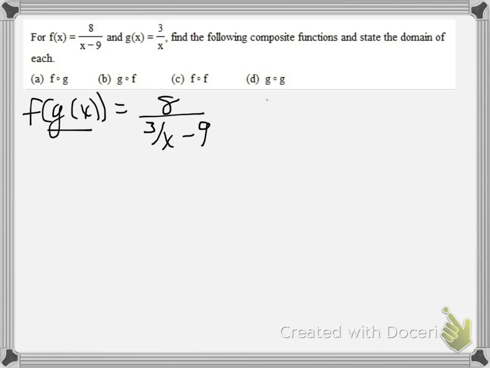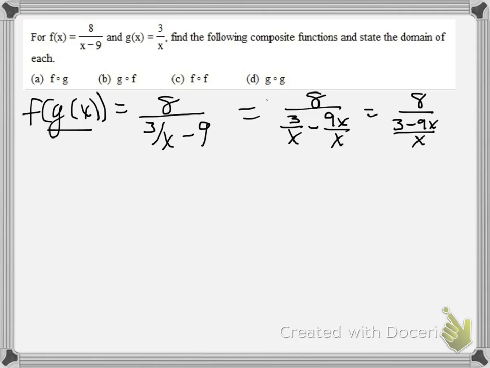Now we need to just simplify this. So we have 8 in our numerator, and the denominator 3 over x minus 9x over x. We're just finding a common denominator. So we have 8 over 3 minus 9x all over x. Now remember, when we divide fractions, we multiply by the reciprocal. So we have 8 times x over 3 minus 9x, which is 8x over 3 minus 9x. Okay, so that's f of g of x right there, 8x over 3 minus 9x.